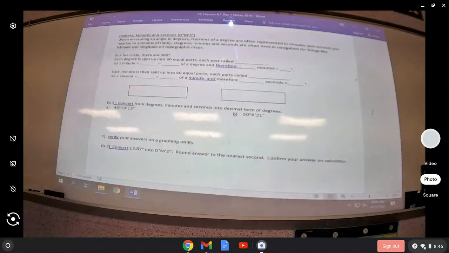So we need calculators for this? Yeah, you need a graphing calculator. Not yet. We're going to check it. We're going to do it first, but we're going to check and show that we are doing it correctly.